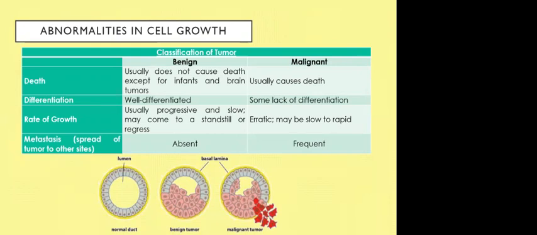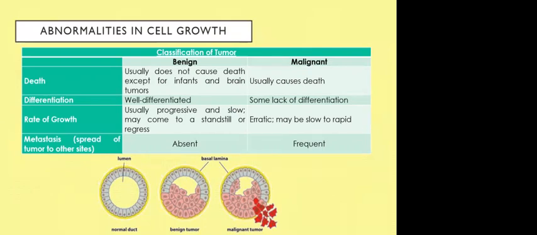Number one, can this cause or result in death? A benign type usually does not cause death, except for infants and brain tumors. A malignant type can usually lead to the death of the patient. For differentiation, a benign tumor is well differentiated, while a malignant one may lack differentiation. Later on, I will explain further what differentiation is about.